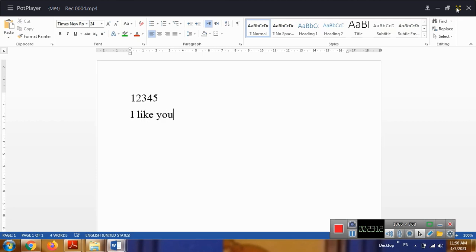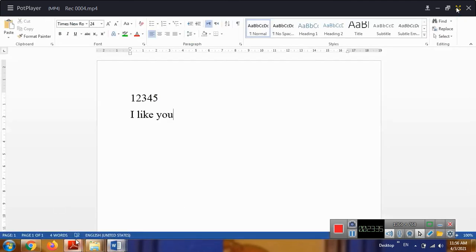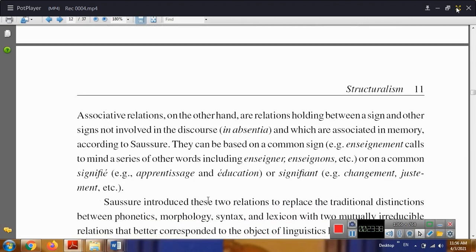Or I like you. Here we have the syntagmatic relation between these words. Here the syntagmatic relation exists between I and like and you. We have the linear axis. But what do we mean by associative relation?